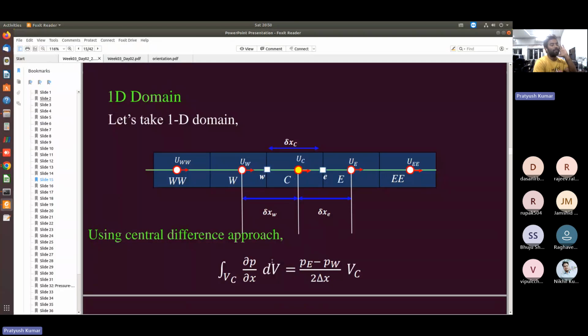If we use the central difference, then del p upon del x into dv can be written as Pe minus Pw upon 2 del x times Vc. One problem you can see at this level is that while we are calculating the pressure gradient, we are not taking into consideration the cell center value. We are calculating the pressure gradient at the cell center, but while using the central difference approach, we are not taking consideration of the pressure value at this cell center. This is one problem if we are using a collocated grid kind of meshing.